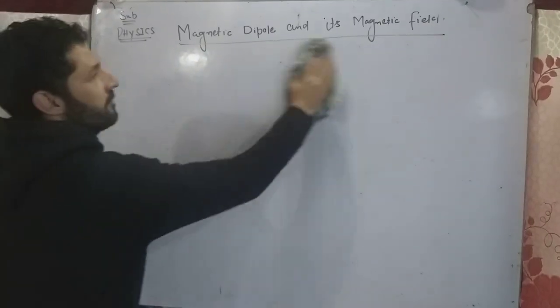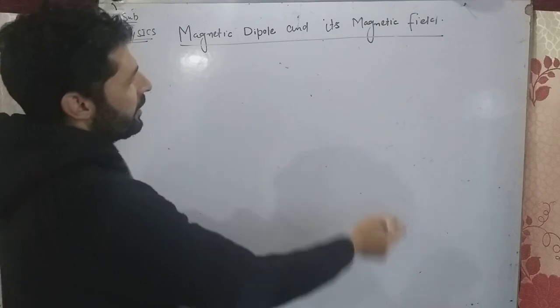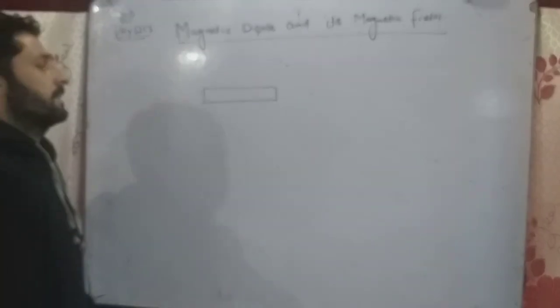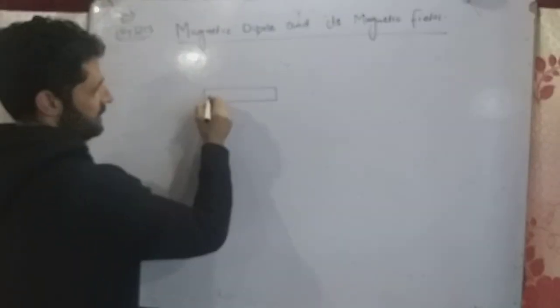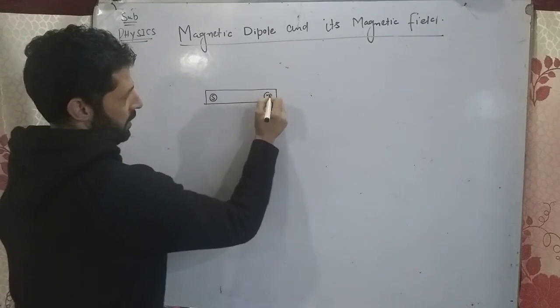Now what do we come to? The magnetic field due to a magnetic dipole. This has also already been discussed there. For example, we have a bar magnet. This is a bar magnet, and this is the magnetic south pole, and this is the magnetic north pole.